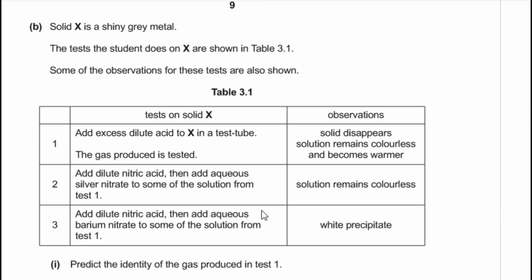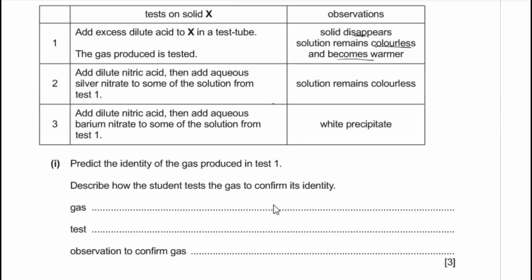Solid X is a shiny gray metal. The tests the student does on X are shown in the table. Some of the observations of these tests are also shown. The student added excess dilute acid to X. In the test tube, the gas produced is tested. The solid disappears. It means that it has reacted completely. The solution remains colorless. No transition metal is present. The test tube becomes warmer. It means that the reaction is exothermic. For this test, we are given a question.